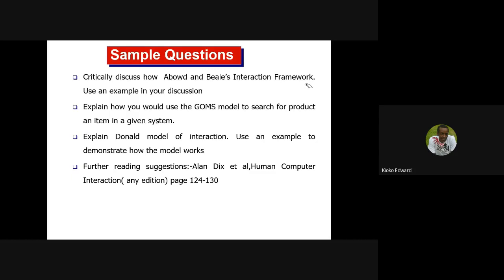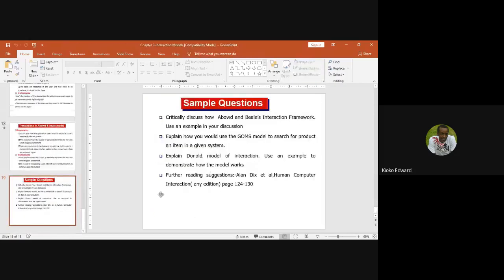Some further reading suggestions. Beyond Human-Computer Interaction, which is the core book I'm using for human-computer interaction. From page 124 to 130, you'll get the 3 models: the GOMS, the Abowd and Beale model, and the Donald Norman execution model. And that will summarize those models before we move on to chapter 4.